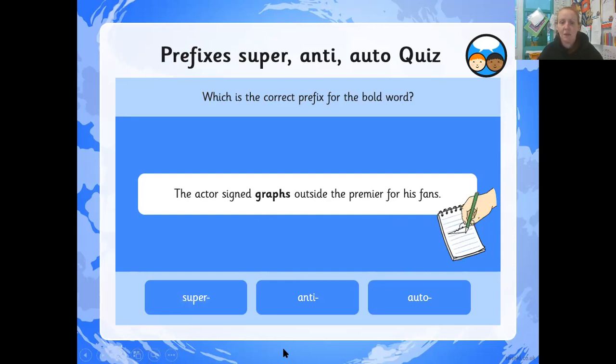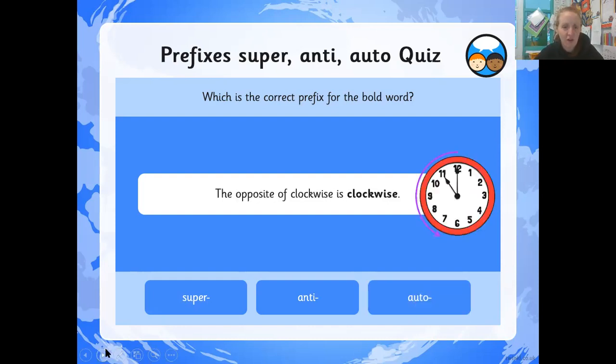Well done. Here we go. The actor signed graphs outside the premiere for his fans. So did the actor sign autographs, his own signature? Did he sign antigraphs? That doesn't make sense, does it? Did he sign supergraphs? That doesn't make sense, does it? Well done if you chose auto. It's his own signature. The actor signed autographs outside the premiere for his fans. It's his own signature, his own graph, his own piece of writing. Well done if you got that one right.